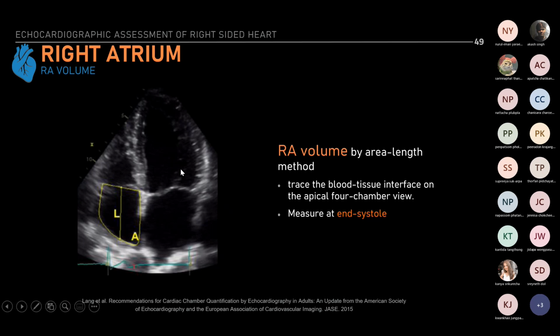And this is the recommended parameter to assess RA size, which is RA volume. RA volume can be computed by using the single plane area-length or summation technique. And this parameter is measured by tracing the area of the RA in the apical four chamber at end systole.